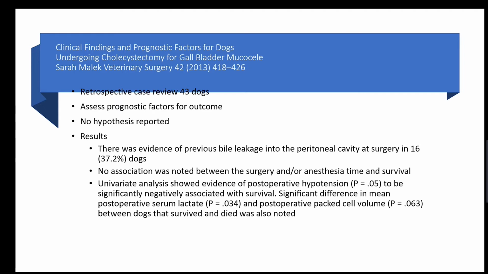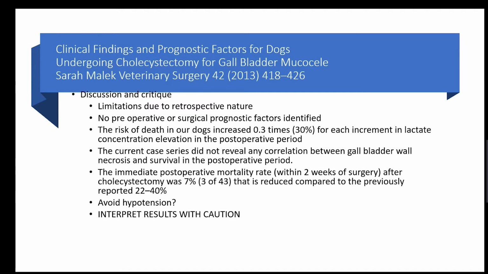So in terms of how well this paper did in assessing prognostic factors, it was not very helpful. They did not identify any preoperative or surgical prognostic factors that impacted on survival. And they didn't necessarily find that there's any correlation between dogs that had necrosis and leakage of bile and overall prognosis. The only thing that was quite interesting and useful in my mind was that they had a pretty low mortality rate. So overall, only 7% of patients died within 2 weeks of surgery.